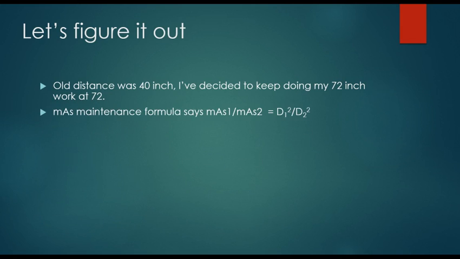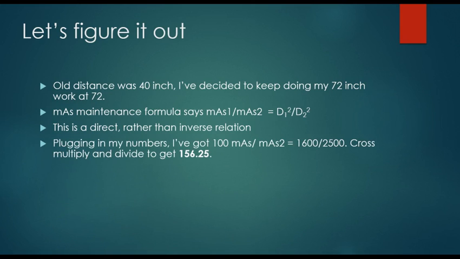Okay, mass maintenance formula. Remember this. Mass 1 over mass 2 is equal to D1 squared over D2 squared. This time we have a direct relationship instead of an inverse one. Okay, so if I'm plugging in my numbers, I've been using 100 mass all this time, so my mass 1 is 100. And then for my distances, my original distance was 40 inches. You square that, you get 1600. Distance 2 is going to be 50 inches. Square that, you get 2500. And doing a little cross multiplication, we come up with 156.